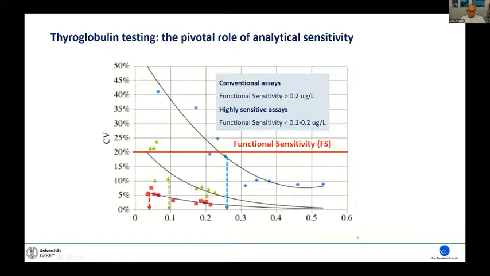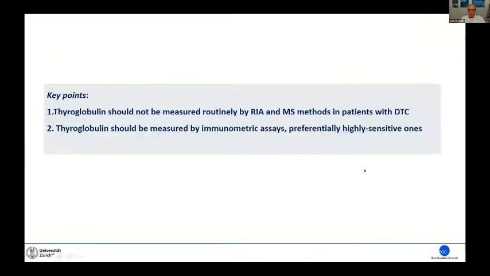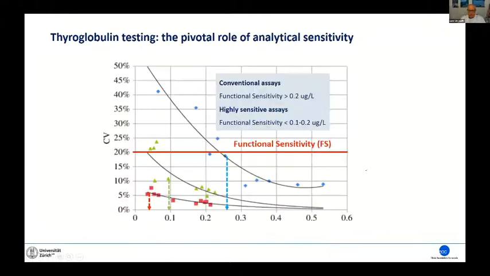This scheme, I'm searching for the mouse, okay, perfect. Could you see the mouse? No? Yes. Okay, perfect.